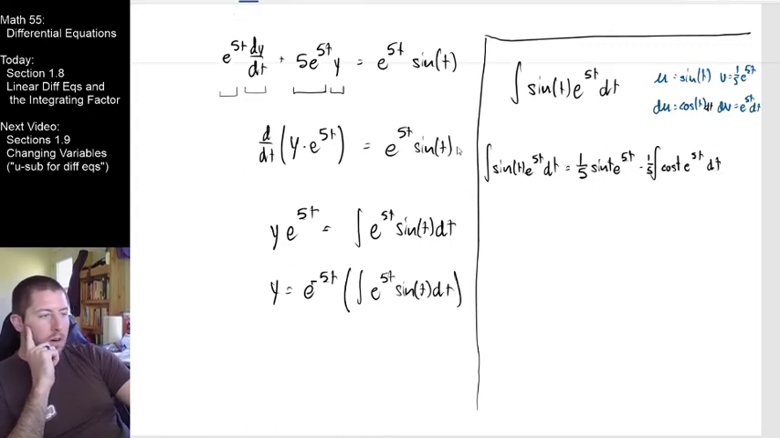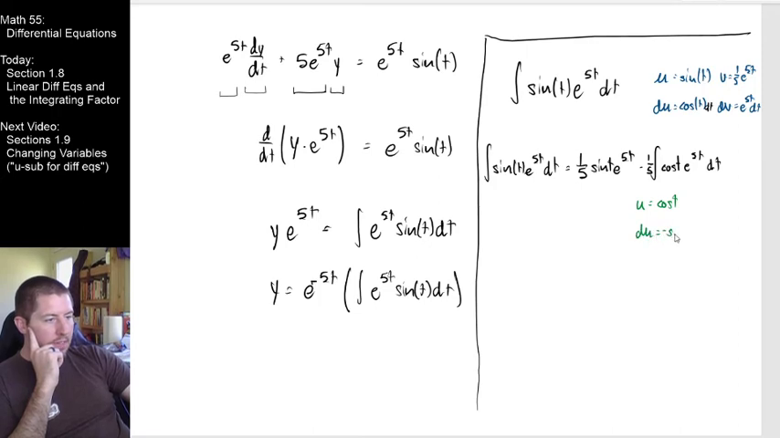I need to get some more integration by parts going on. So I'm going to set up basically the same thing. I'm going to say u equals cosine of t. Therefore, du is negative sine of t. If I pick u to be cosine, then dv needs to be e to the 5t dt, and v needs to be 1/5 e to the 5t.